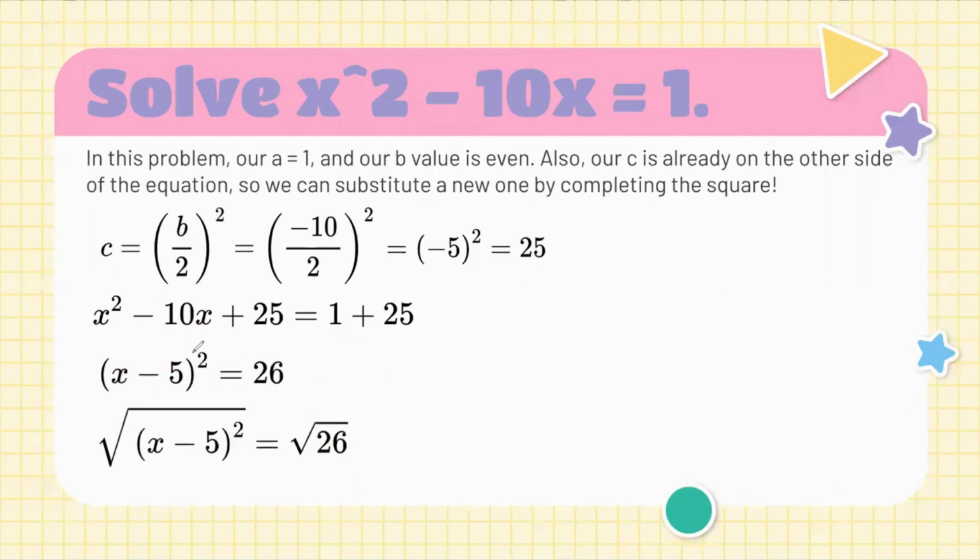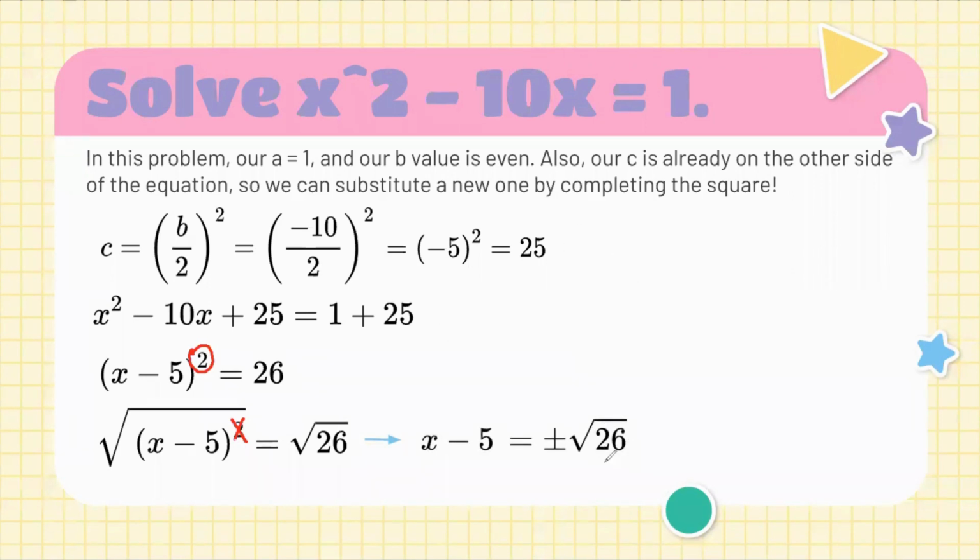First thing I want to do is get rid of this squared right here, and the inverse operation of that is just by taking the square root. So take the square root of both sides, and by doing that you would cancel out the squared right here, and that would give you x minus 5 equals plus or minus the square root of 26.